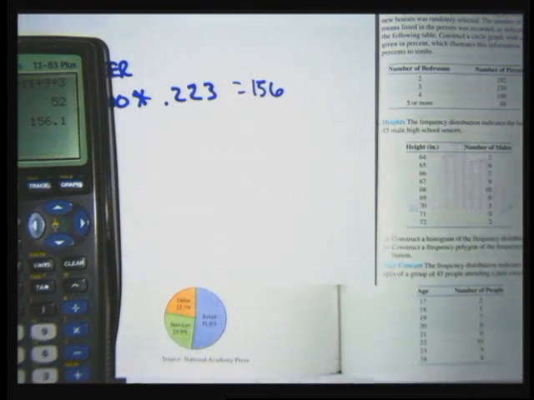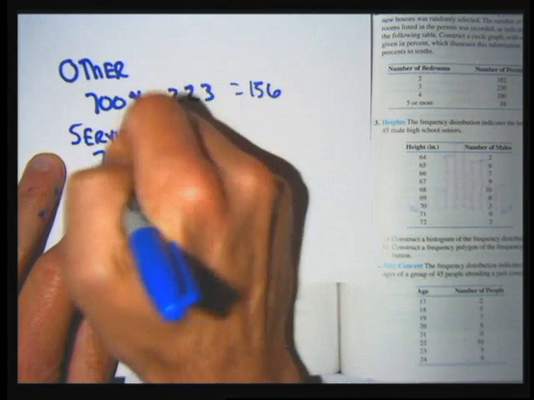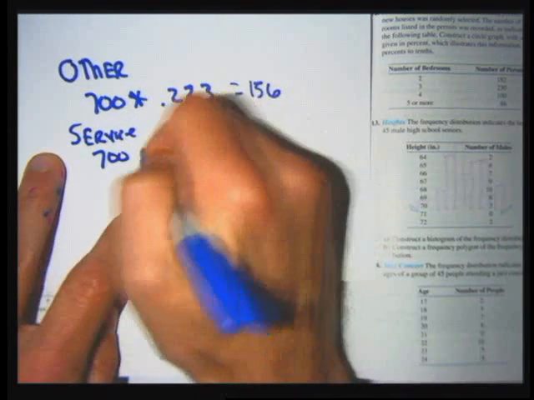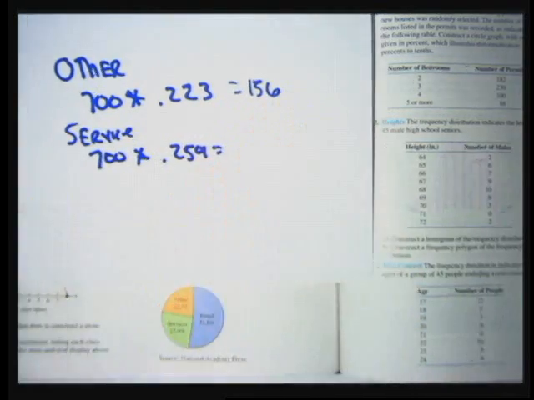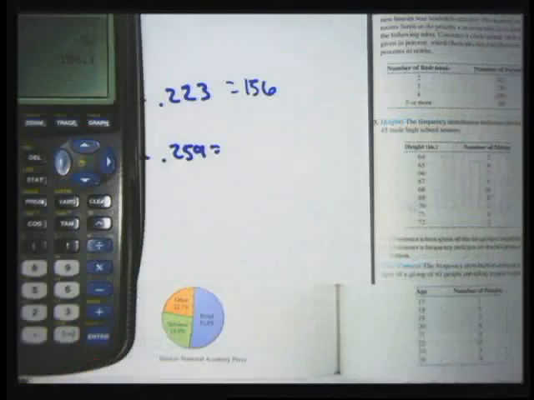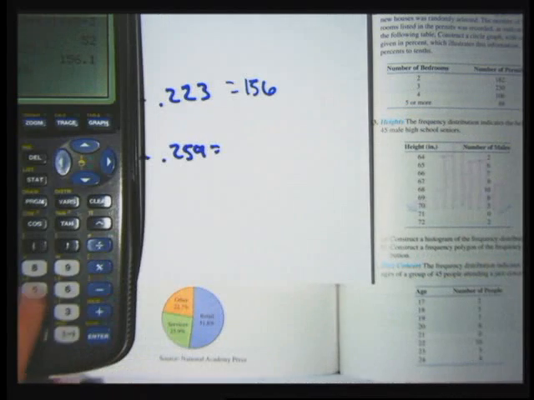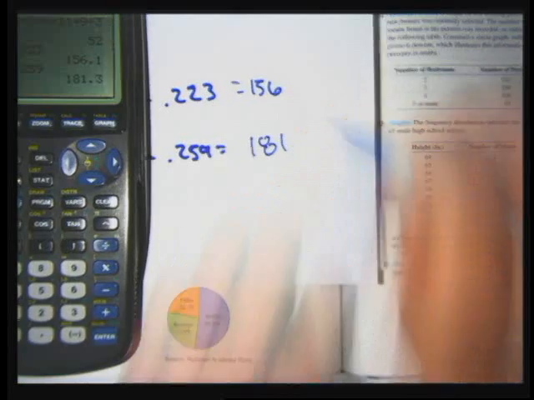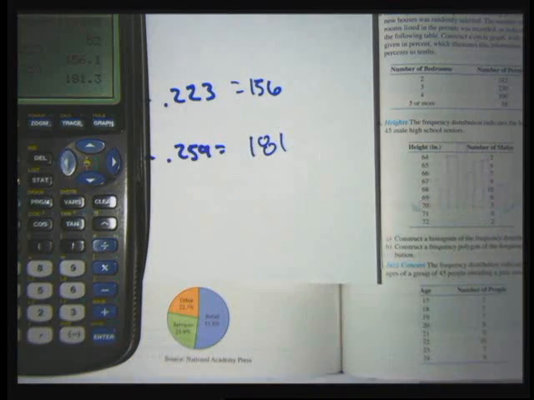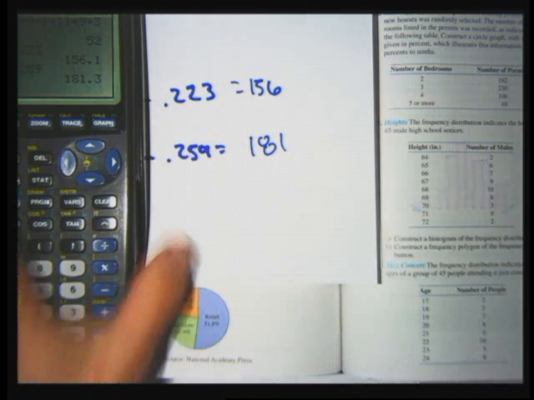If I want to find how many of the 700 teens worked in a service category, I'm going to take the 700 teens, I'm going to take the 25.9 and make it into a decimal, 0.259, and I'll go 700 times 0.259, and I get 181.3. I can't imagine the author wouldn't want us to round to the nearest person. I can't say 181.3, so I'm just rounding that.